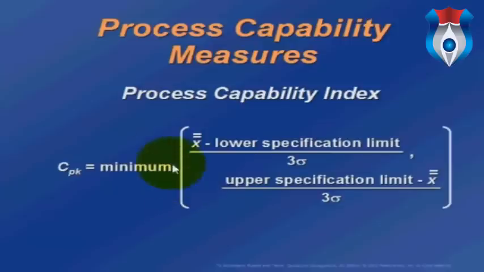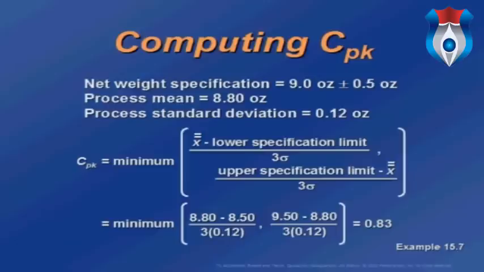And in this case we're going to look at the minimum, the lesser of these two, the upper and the lower control limits. The lower one would be our X bar bar, which is our average, minus our lower specification limit, divided by 3 sigma, our standard deviation. And our upper specification limit minus X bar bar divided by 3 sigma, or 3 standard deviations as well. Let's take a look at the math and how that would work.